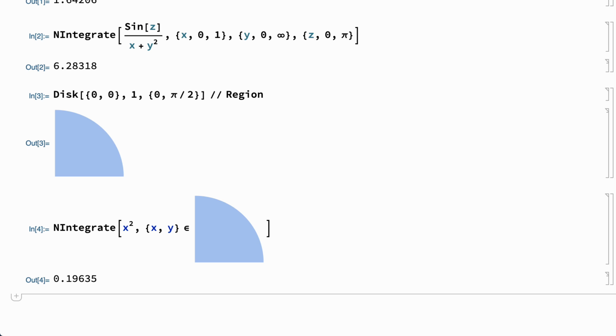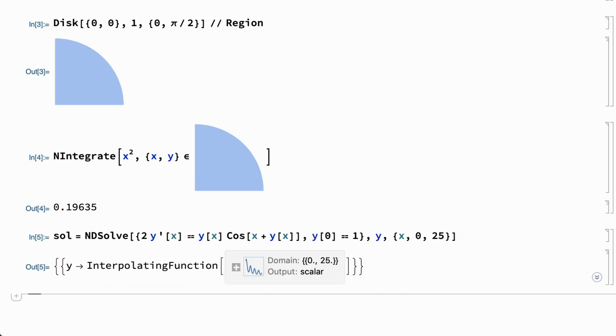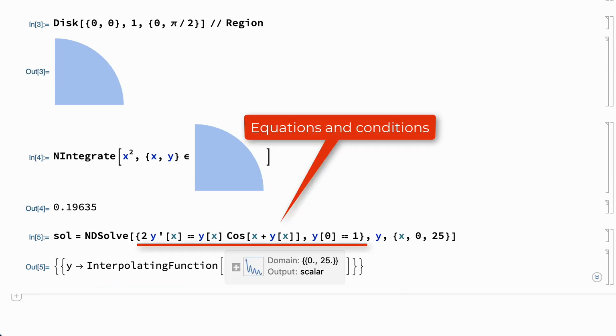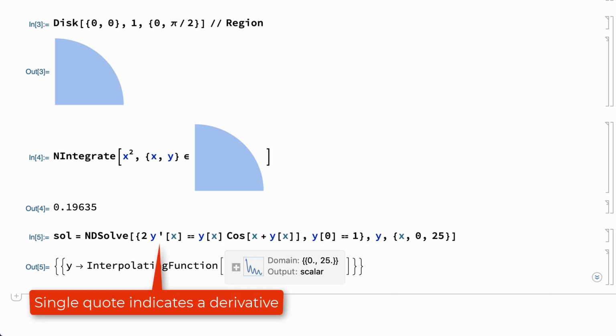The NDSolve function solves differential equations. For example, this shows NDSolve computing a solution to an ordinary differential equation. The first argument in NDSolve is a list of equations and conditions. The second argument gives the function to solve for, and the third argument gives the independent variable and the range of that variable. The single quote mark in the equation is the notation for a derivative.